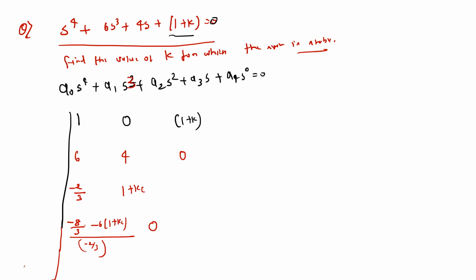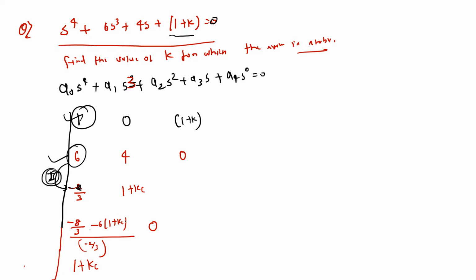Anyone has any doubt? And what will be the value over here? That is this one multiplied with this one minus this one multiplied with this one, divided by this one. So here the value will be 1 plus Kc. Now all the coefficients in the first column should be positive. This one is positive, fine. This one is positive, fine. But here there is a negative. So definitely you can see there is one sign change, positive to negative, right? If this is negative, then definitely the system is unstable, right?